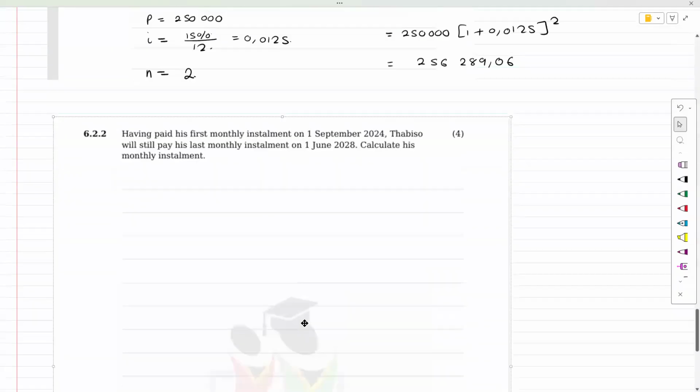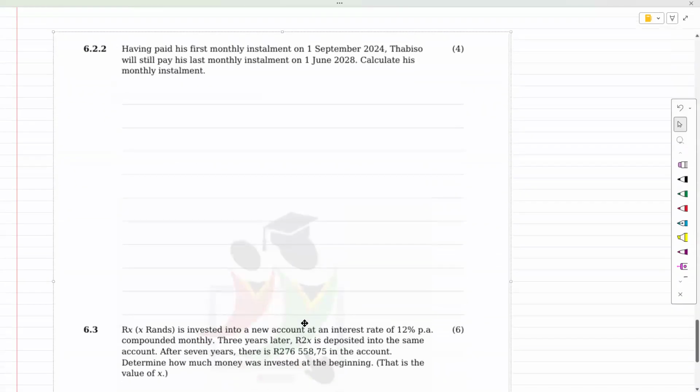Having paid his monthly installments on the 1st of September, Tabiso will pay his last installment on the 1st of June. Calculate his monthly installment. Now, guys, we just did something very similar, really similar, and it's not very difficult.